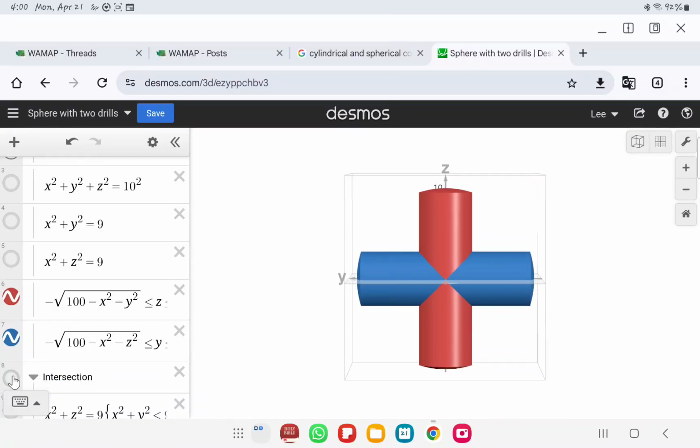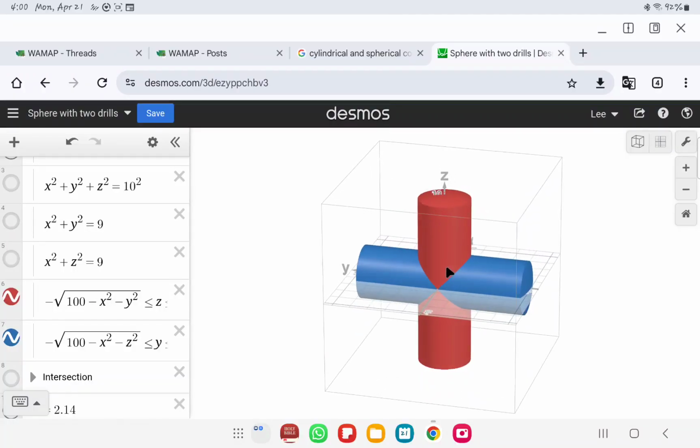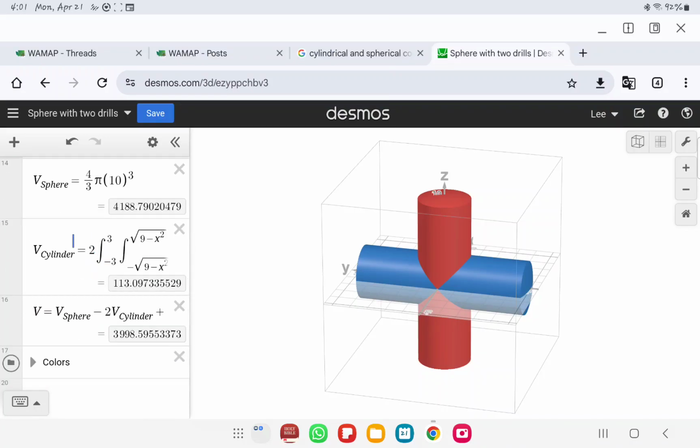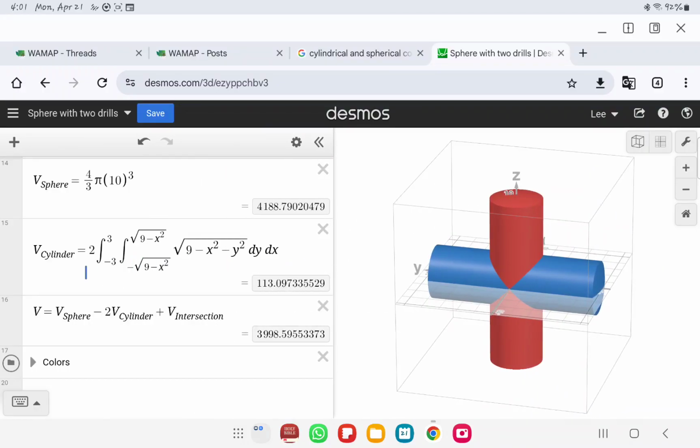So I'm going to hide this intersection for a minute and just look at that part. In Desmos, there are surfaces and volumes. Volumes you basically can't see through. Surfaces you can if you make them translucent. So I may adjust those here in a second. But the calculation for that is right here, this volume of a cylinder. Essentially we're going to have two of these.